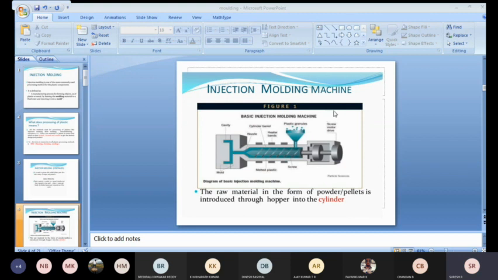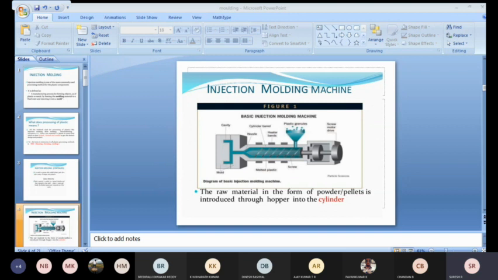Now, with the help of the screw motor, it is rotated. As it rotates, it pushes the liquid raw material through the nozzle. Once it passes through the nozzle, it moves into the cavity until the cavity is filled. Once the cavity has been filled, the process is stopped. After some time, the mold is removed, and we get the required solid shape at the end.